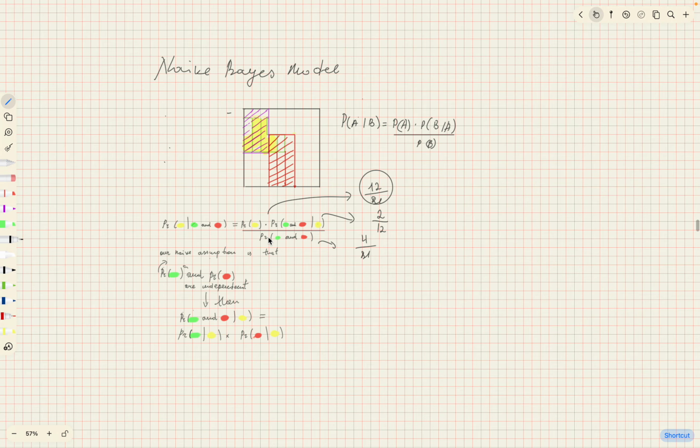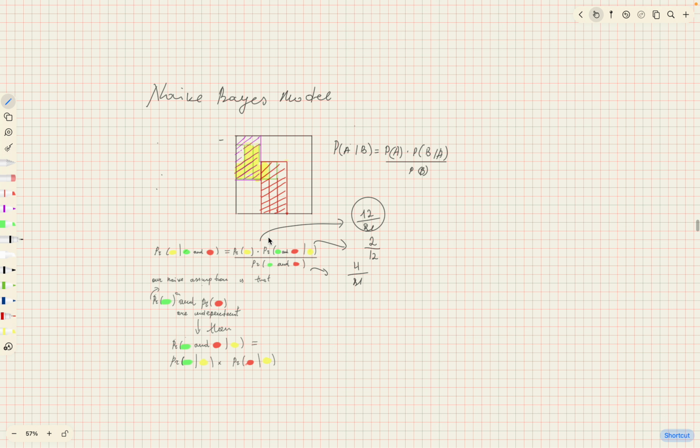So this is basically what naive Bayes is. I hope you understood a bit better with my simplified explanation.